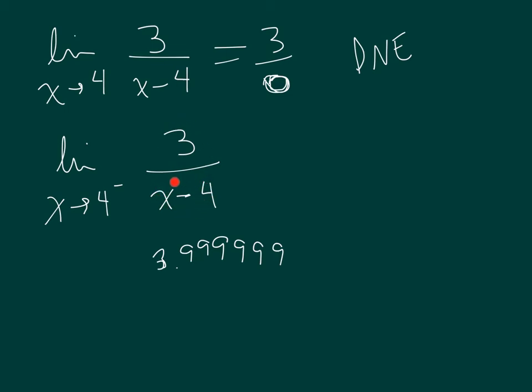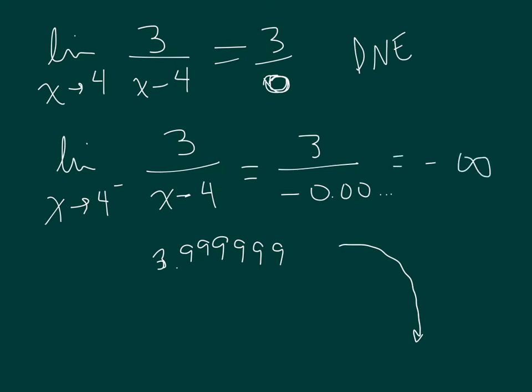Well, if I take a number like 3 and divide it by a really small decimal, the value of this is going to keep getting larger and larger the closer I get to 4. And so what happens is this eventually ends up going to negative infinity. So what we end up with is 3 over a very, very small negative decimal, almost like saying negative 0.000 and so on. The smaller this denominator is, this function at 4 ends up curving down towards negative infinity. So we say this limit approaches or goes towards negative infinity.